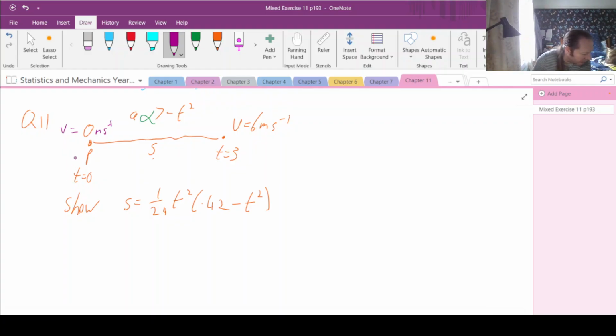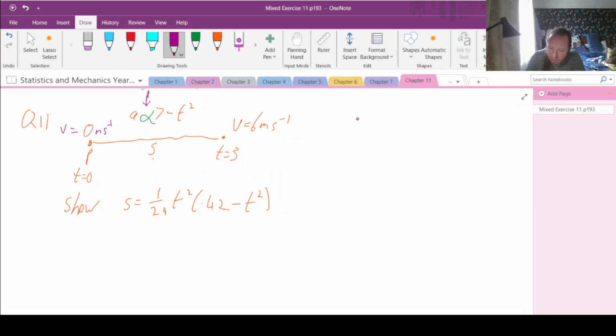At time t seconds, the acceleration of P is proportional. Watch out for the proportional. To 7 minus t squared, and the displacement of P from O is s meters. When t is equal to 3, the velocity equals 6 meters a second. So when t equals 3, velocity equals 6 meters a second.